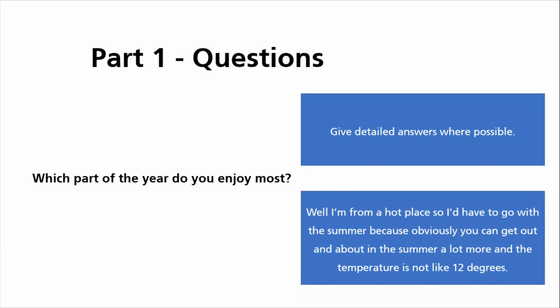So this is somebody who comes from a warmer place, and they've obviously talked about the part of the year they like, which is the summer. They explain a little bit of detail of why they enjoy it, and then there's a comment here about the temperature of 12 degrees, perhaps where they are is not very warm. Let's move on now to the part 2 exercise.